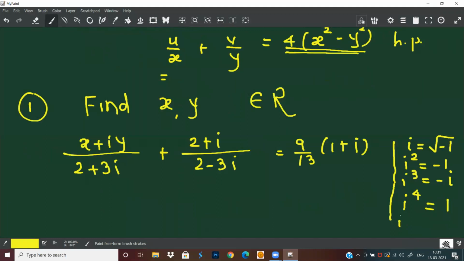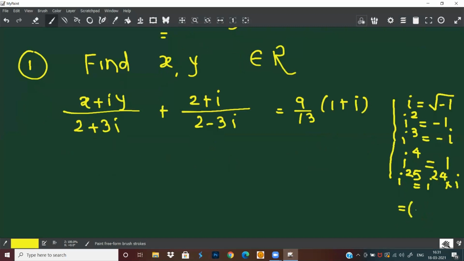If you ask me i raised to 25, how will this come? Write it as a multiple of 4. It is i raised to 24 into i. And i raised to 24 is i raised to 4 raised to 6 into i. i raised to 4 is 1, so 1 raised to 6 is 1, into i. So your answer is i.